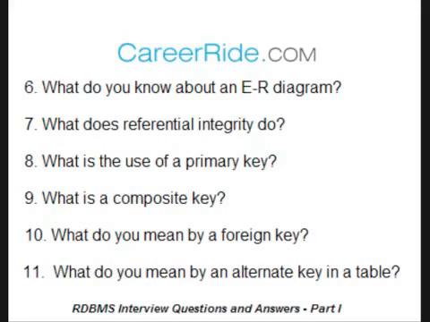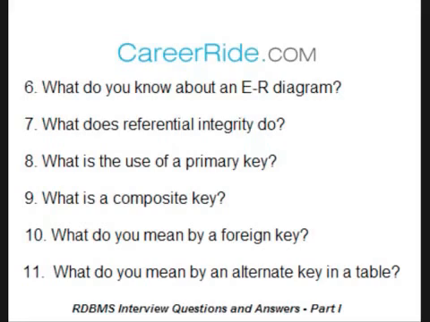What is the use of a primary key? Primary key helps in uniquely identifying a row of data in a table. What is a composite key? A composite key is similar to primary key with the difference that the key here spans more than one column.